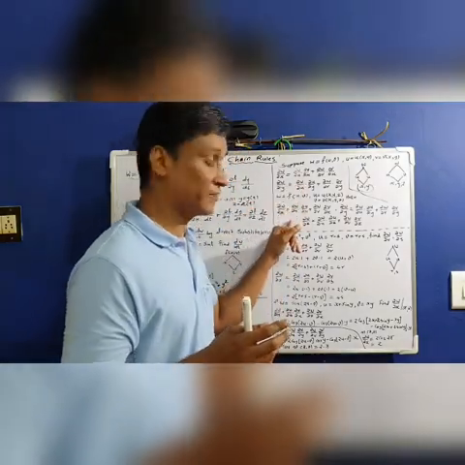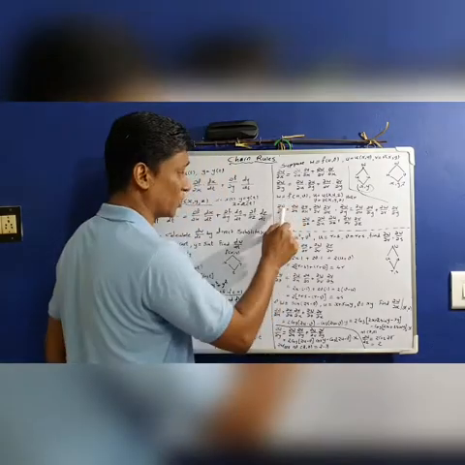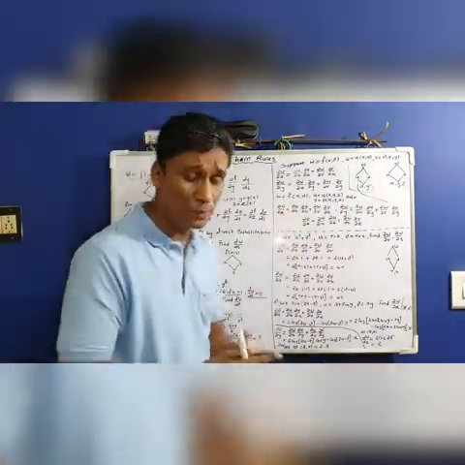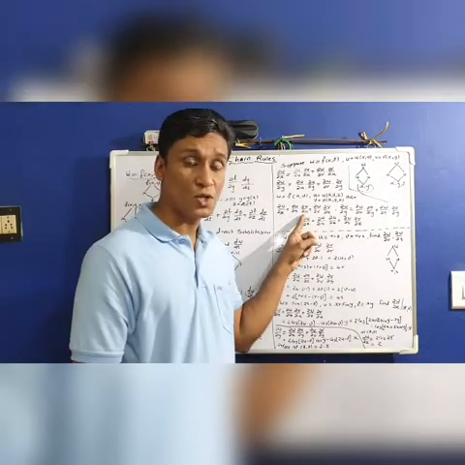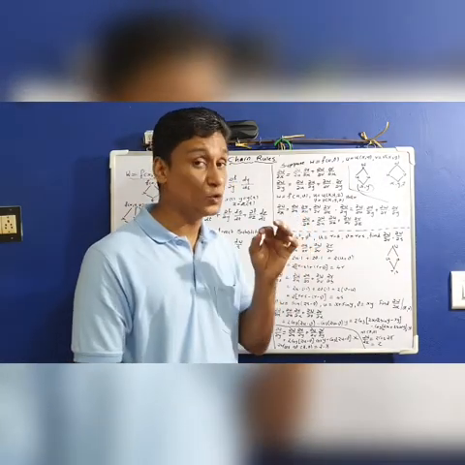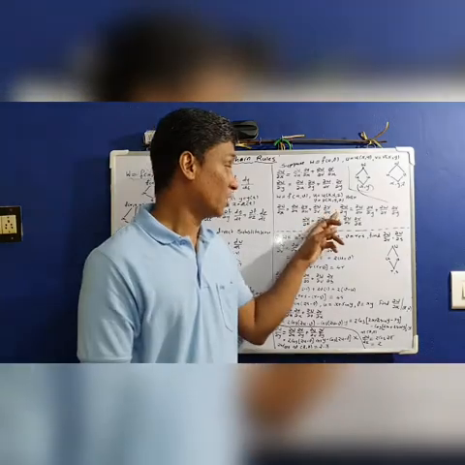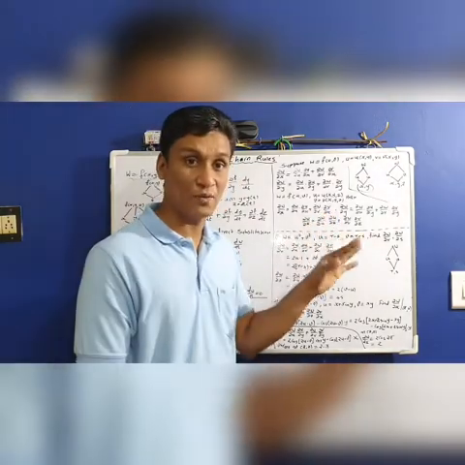Just an extension of the first one, or this one. ∂w/∂x = ∂w/∂u · ∂u/∂x + ∂w/∂v · ∂v/∂x. Now that is over, u and v in terms of u and v.